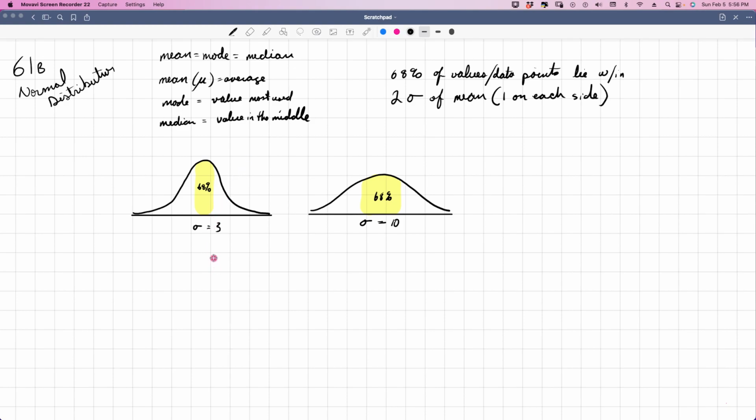So here I have in 61b, we're going to talk about normal distribution. And here I have kind of what that looks like. Before we go into normal distribution, there's one thing you have to understand.